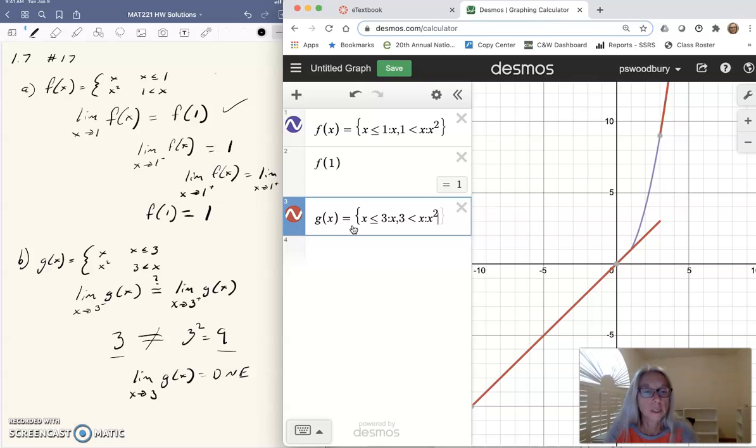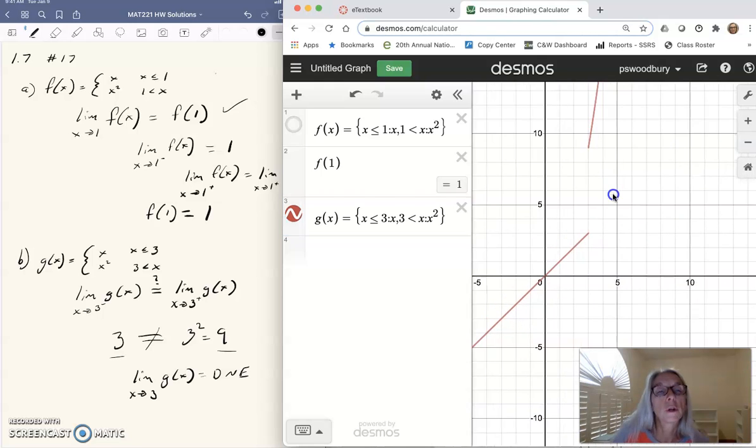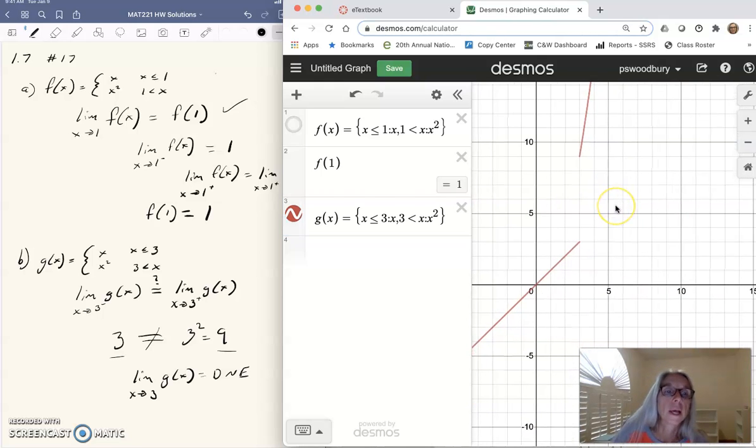And let's see what this function looks like. I'm going to turn off this purple. And sure enough, you can see here the g of x, the limit from the left is not the same as the limit from the right. Therefore, the limit itself at x equals 3 as the function approaches x equals 3 does not exist. So there is not continuity. And we can visually see this great big jump in the graph.